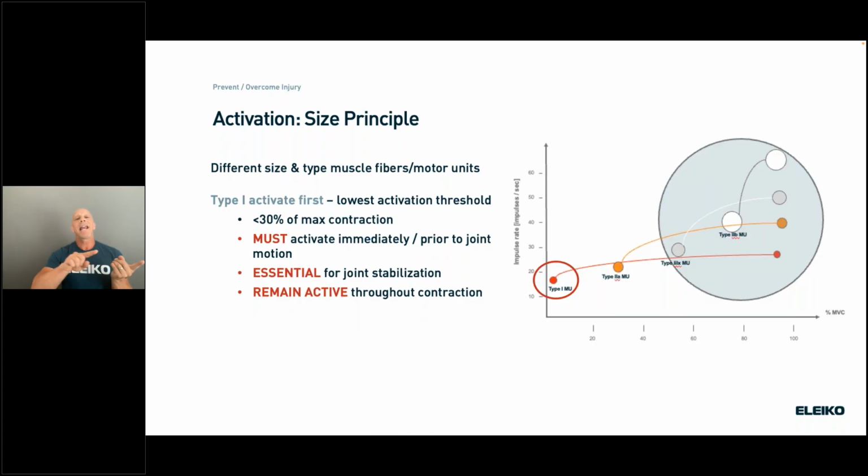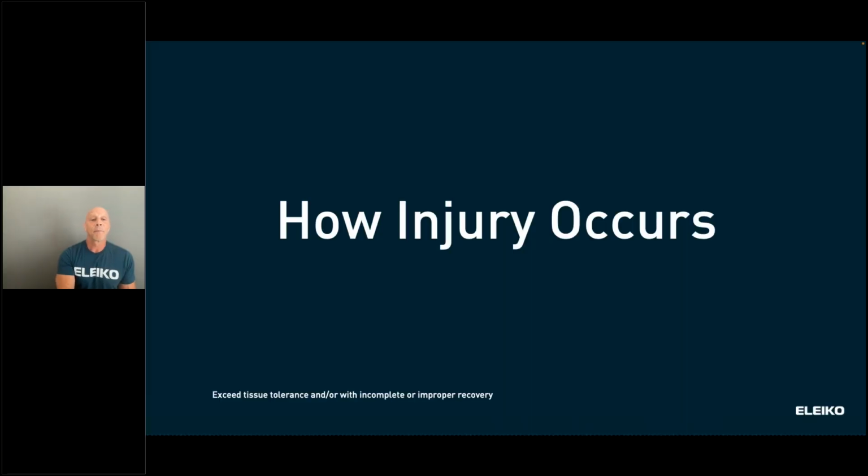And they have to remain active throughout the contraction, and it doesn't matter what it is, because that's how we increase either how much input's getting into those muscle fibers or how many of them are being recruited based on load and activity, whatever. So they're low threshold, instant activation, essential for joint stabilization, and they have to remain active.